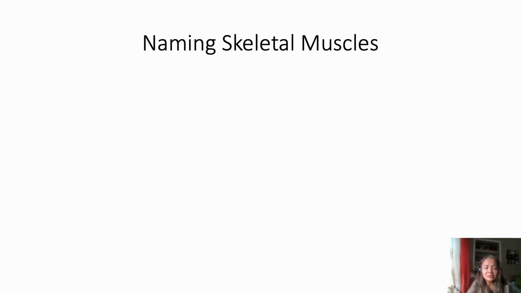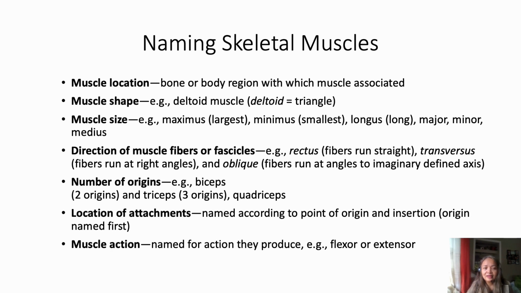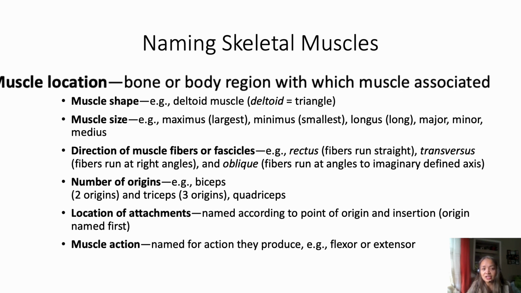So how are muscles named? To help us remember the 600 muscles, these are the different criteria we use in naming muscles. Let's look at our first one, location.